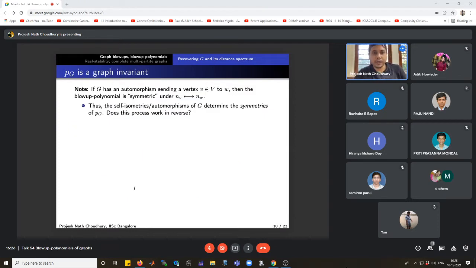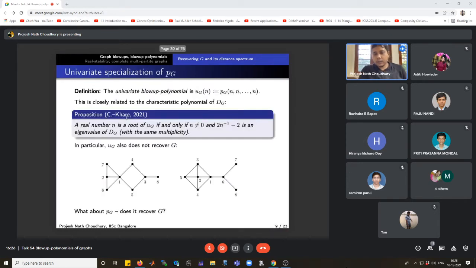Let me tell you about a quicker question first. If G has an automorphism, by the term automorphism I mean, if the labeling of 7 and 8 gets switched, the graph stays isomorphic. There's nothing changed in the graph. Similarly, if 3, 4 gets switched or 4, 5 gets switched, the graph stays isomorphic.